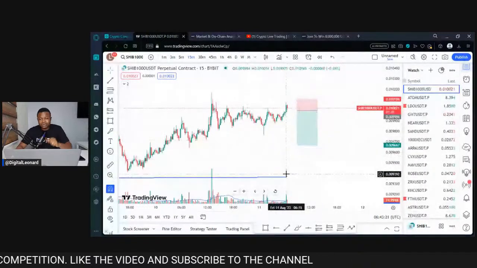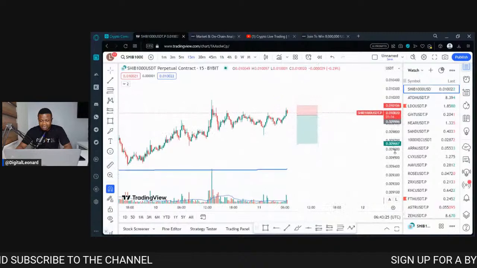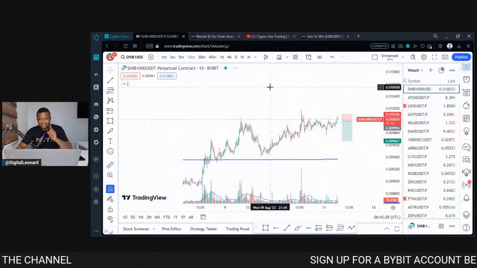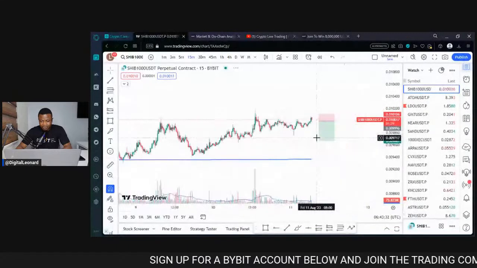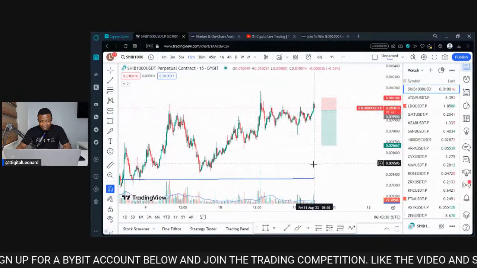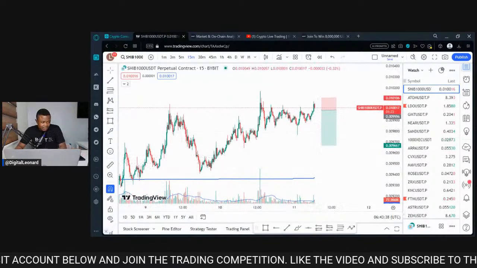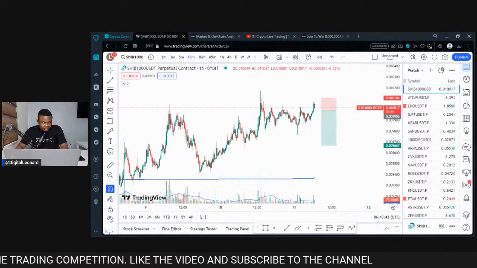But if we come down to the 200-day moving average, guys, it should be a long setup to the upside, and that long setup will target the area of 0.011. So Shiba Inu is a quick scalp trade to the downside for me. That's exactly what I'll be looking at for Shiba Inu right now.